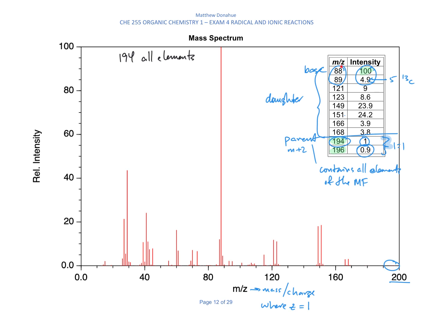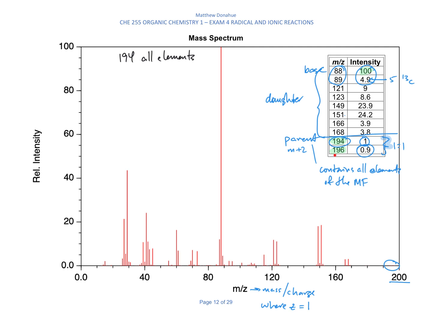But the mass here is increasing. So you see this 88 here, that's the tallest peak. At 100%, that's called the base peak. The peak with the highest mass, 194, that's called the parent. The parent contains all of the elements in the molecular formula. So I've written that there. 194 contains all the elements.